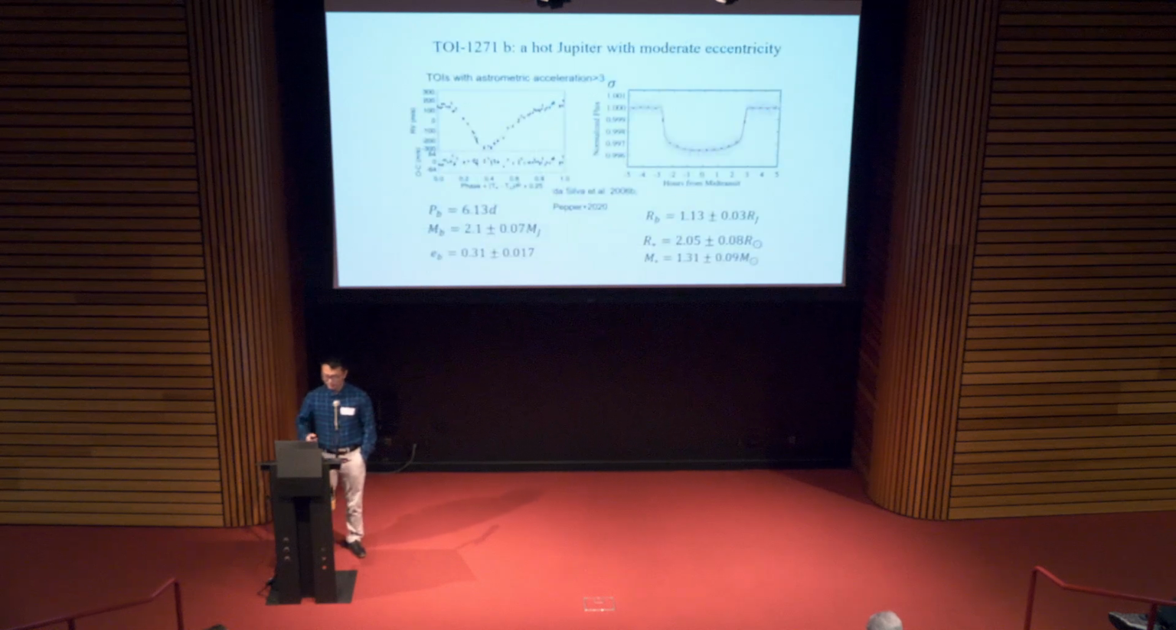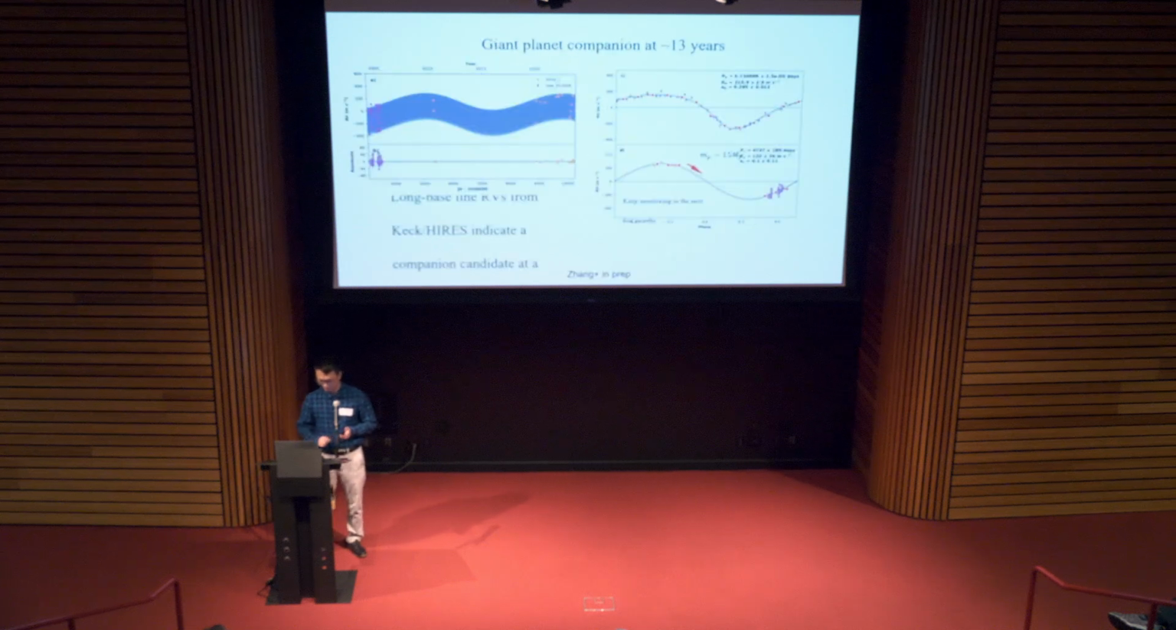So this is a hot Jupiter that was first uncovered with radial velocity data many years ago. In 2006, it was published. And here are its properties. It has a moderate eccentricity. And interestingly, this system was one of the systems that showed a significant astrometric acceleration. Of note, this hot Jupiter is also transiting, and the star it's transiting around is actually on the subgiant branch with a radius of about 2 solar radii right now.